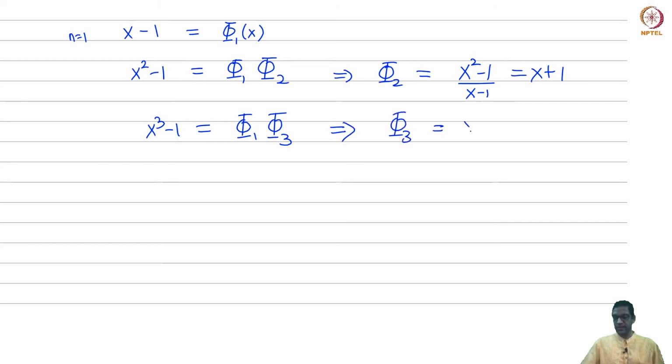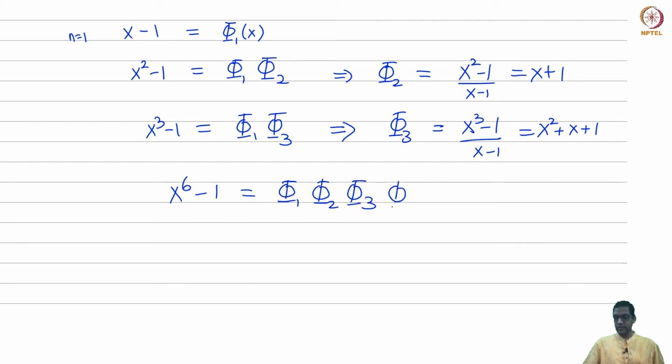So it tells me phi 3 is just (x cubed minus 1) by (x minus 1). So that's x squared plus x plus 1. Okay, and so on. So for example, if you wanted to do it for phi 6, this is x to the 6 minus 1 equals phi 1, 2, 3 and 6, and from here you could just take x to the 6 minus 1 and divide it out by the preceding 3 fellows, and that answer is phi 6, whatever it turns out to be.